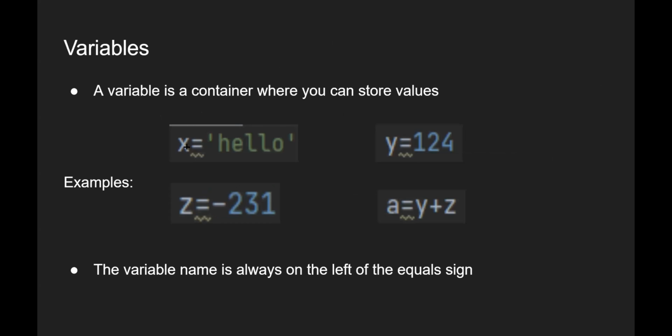So variables, you can store anything inside of it. So on the left side of the equal sign, that's your variable name. And then you can say equals whatever you want, like a string, an integer, or even a variable. So we said x equals hello, y equals 124, a equals y plus z.